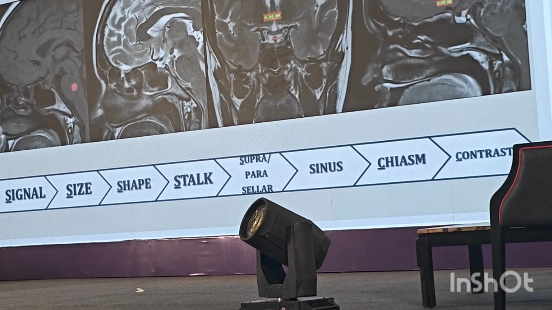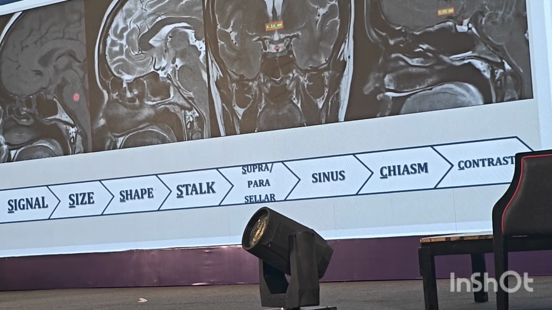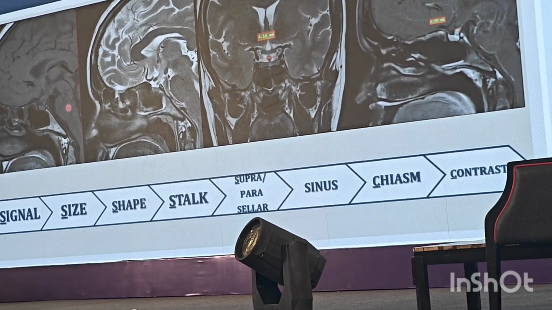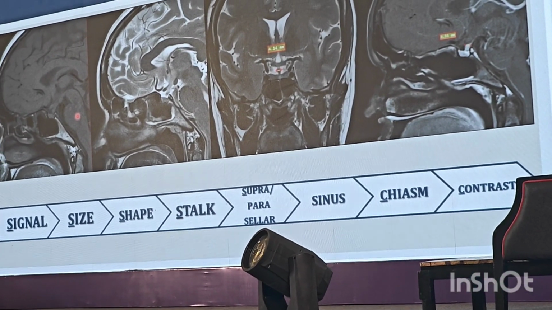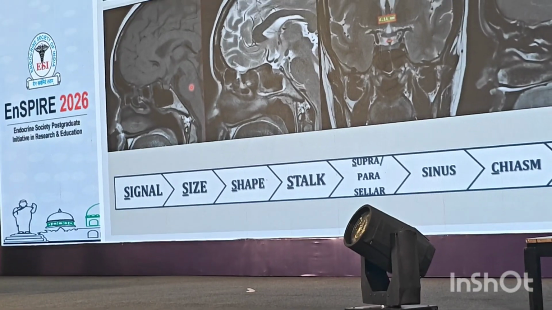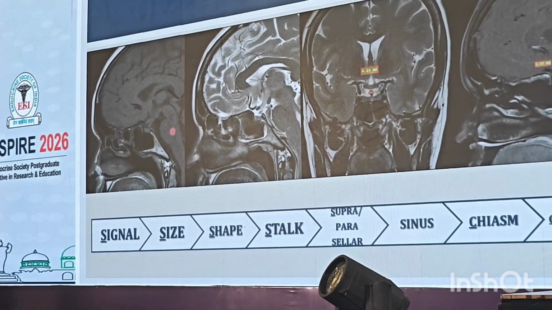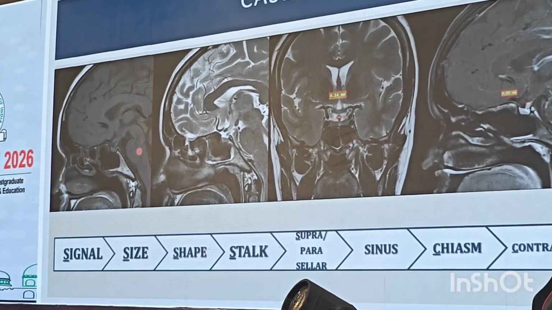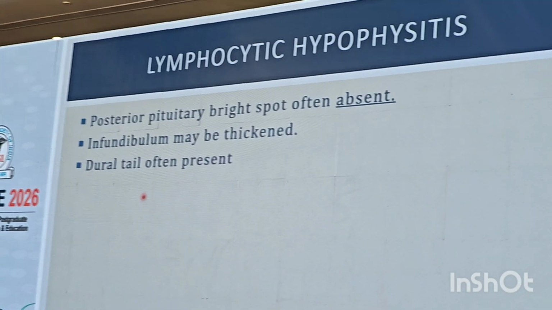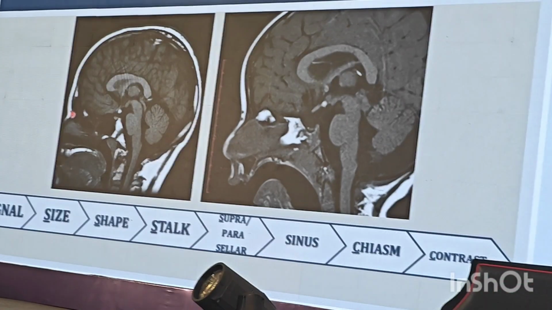How much should be the infundibular width normally? 4 millimeters. So how much is it here? It is a little bit thickened. So the most likely diagnosis? So that is the only thing. So if you have understood this, then you have understood the anatomy and how we interpret the signals, right? So the bright spot is absent, the infundibulum is thickened, and yeah.